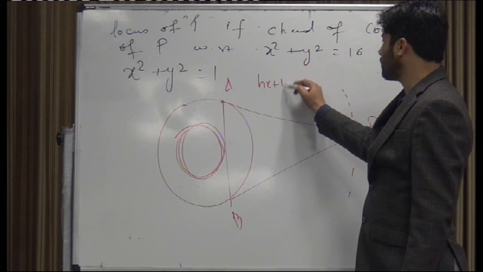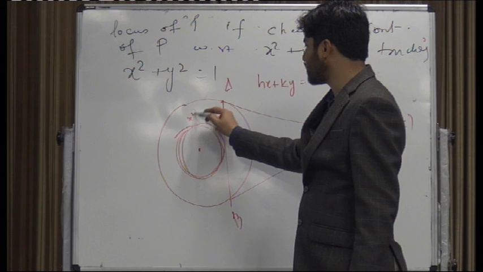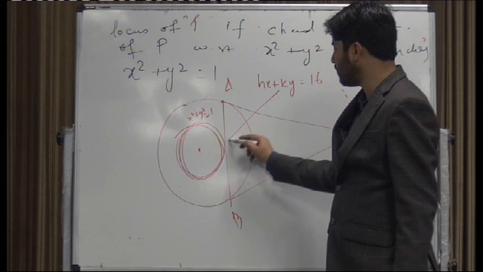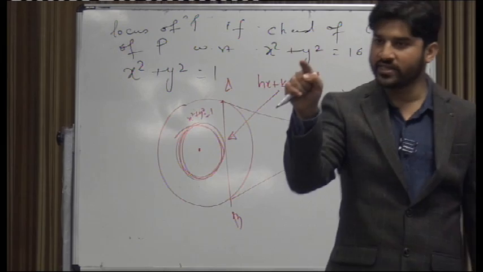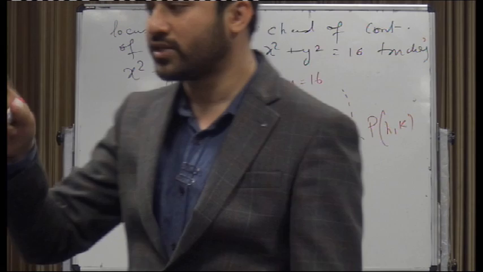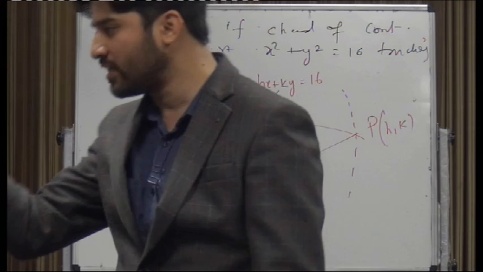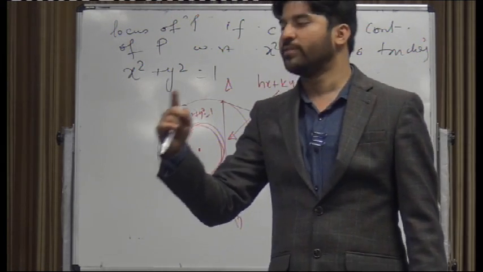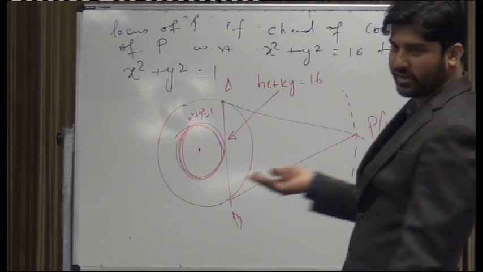Hx plus ky equals 16, and this is your circle whose equation is x square plus y square equals 1. Now when will this be tangent to this circle? When the distance of the center from that tangent is equal to the radius. Or second, if we put the equation of the tangent in the equation of the circle, the quadratic equation in x which we get, its discriminant should be equal to 0. That is the whole story of second-degree curves. But here it's a circle, so we'll go the easy way, right?